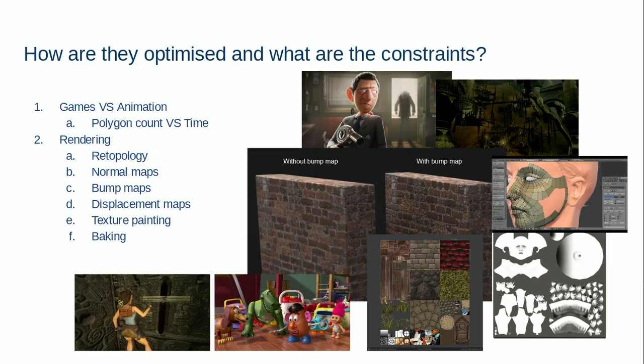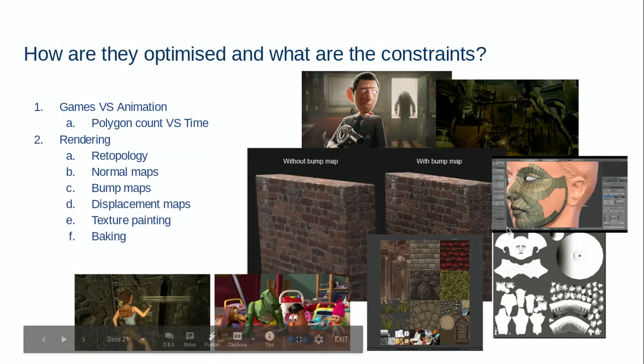When it comes to optimization and the constraints, this is really about games versus animation. What is the main difference? The main constraint when it comes to video game design is polygon count. So this constant battle to give you the most beautiful graphics with the lowest number of polygons used. There are various different techniques that are employed to give the effect of detail.